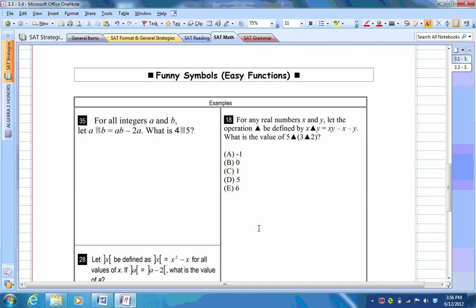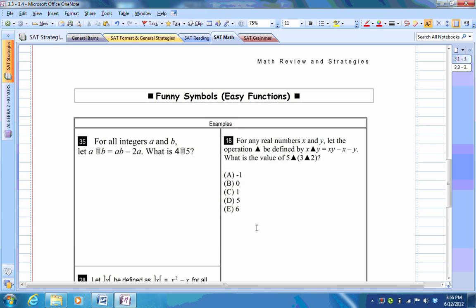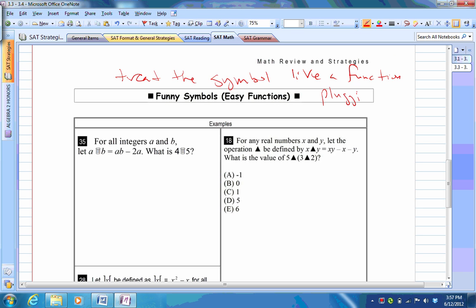Funny symbols, easy functions. So what happens here is that you'll see a symbol and you want to treat the symbol like a function. So basically you're going to be plugging in. So in this case here, we have something that kind of looks like a salt shaker or a trash can. But the symbol is the following. A symbol B equals AB minus 2A.